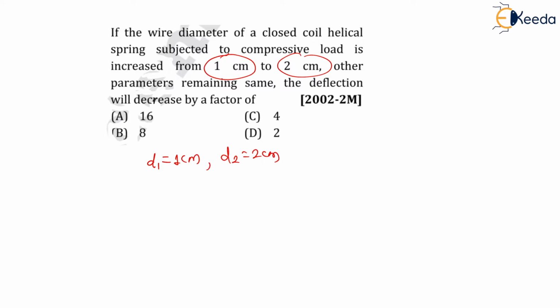Now, for this change in wire diameter, other parameters remaining same. Now, rest all parameters are same. The deflection will increase by the factor of. Now, deflection is nothing but delta.